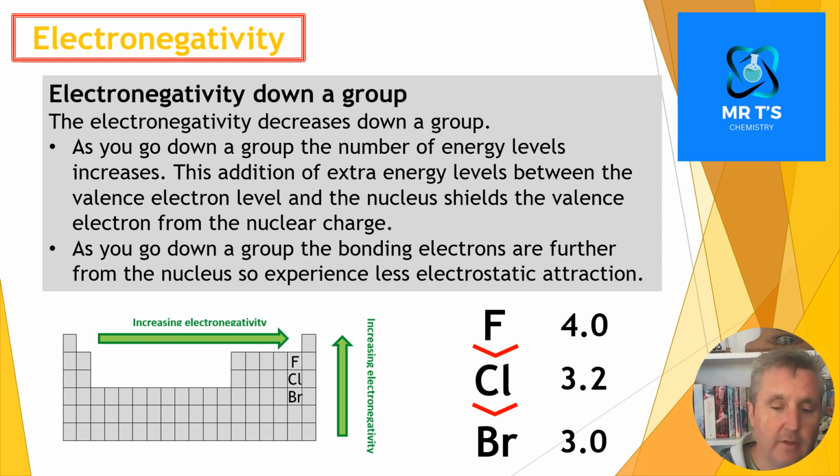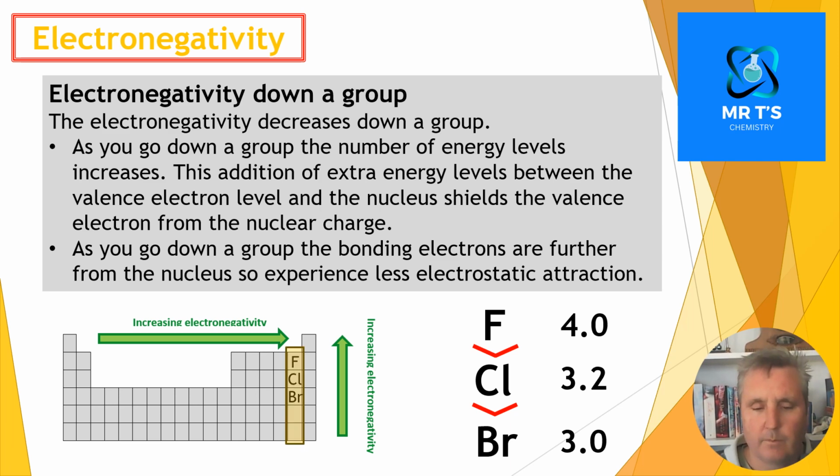The first is there is more shielding the more energy levels you have, because there are more electron levels in between the bonding electrons and the nucleus. The second is the valence electrons that the bonding pair is part of are further away because there are more energy levels. So that's why as we go down a group, the electronegativity decreases.